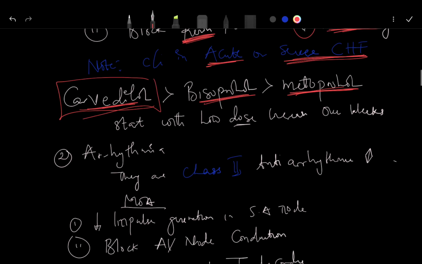Carvedilol is most preferred, and you start at a low dose. Then over weeks, you increase the dose. Okay, so carvedilol is most preferred.